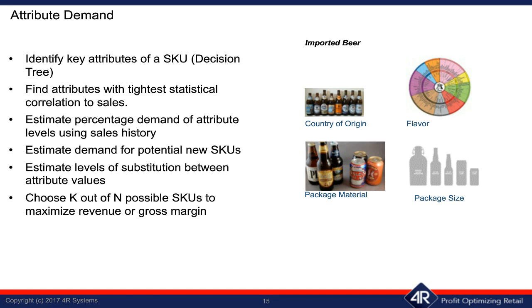As attribute demand is investigated, the level of substitution between the attributes will also be evident. And understanding how the customers are willing to forego an attribute for another product attribute will enable you to ensure that if you remove a product from your assortment, you're not going to lose that customer.